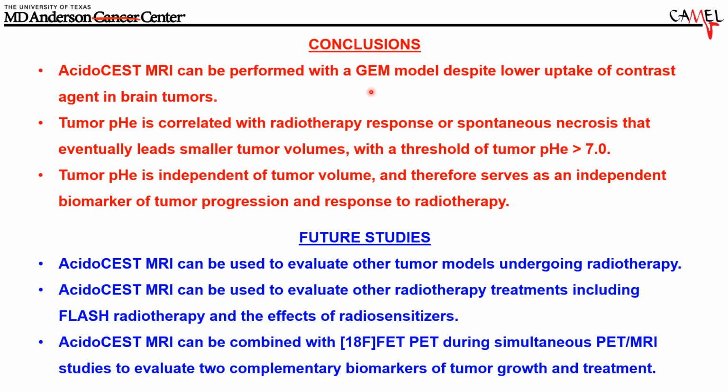So in conclusion, we have shown that AcidoCEST MRI can be used to study brain tumor models. We can use a threshold of pH 7.0 to identify responders versus non-responders. And pHe is independent of tumor volume, so it is an independent biomarker. This technique can be used for other tumor models, other radiotherapies, and could even be combined with PET to do simultaneous PET MRI imaging to observe two biomarkers of tumor growth and the response to radiotherapy.